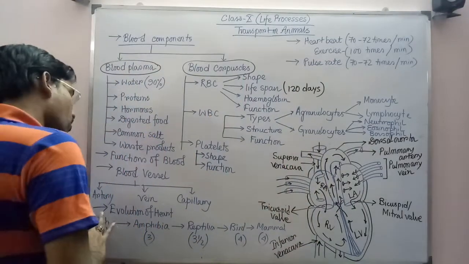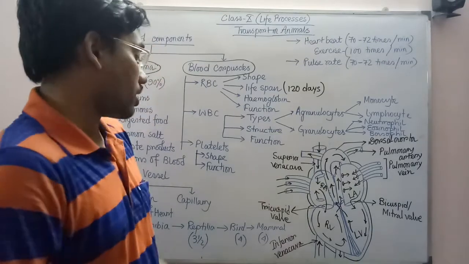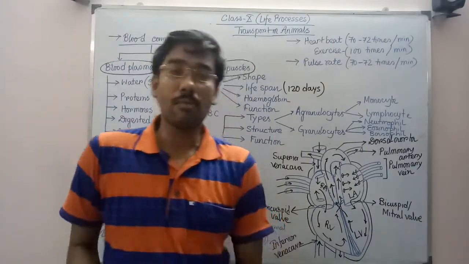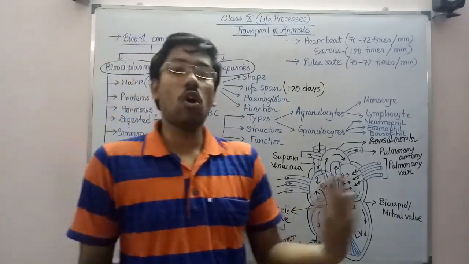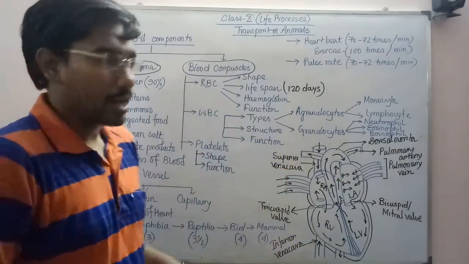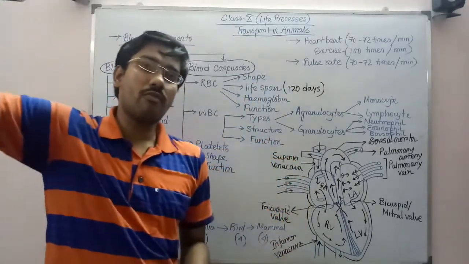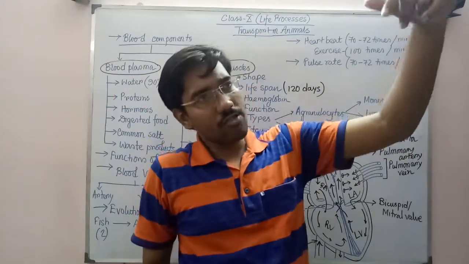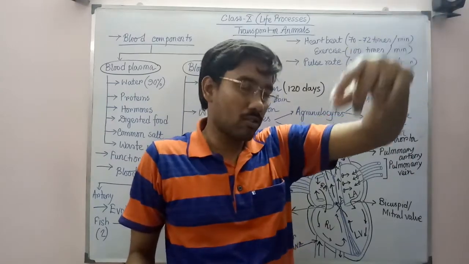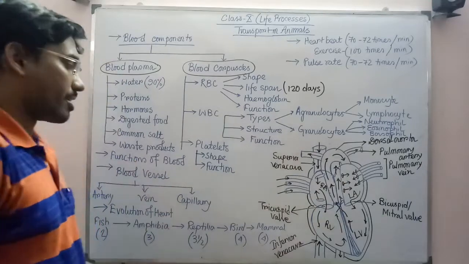So I think we have understood how the evolution of the heart has happened. One thing we have to keep in our mind: in case of bird and mammal, there is no chance of mixing the oxygenated and carbon dioxide blood like in fish, amphibia and reptilia. Here from the left atrium the oxygenated blood enters the left ventricle and moves out, and from the right atrium carbon dioxide containing blood enters, and through the right ventricle it moves out. So there is no opportunity of mixing.